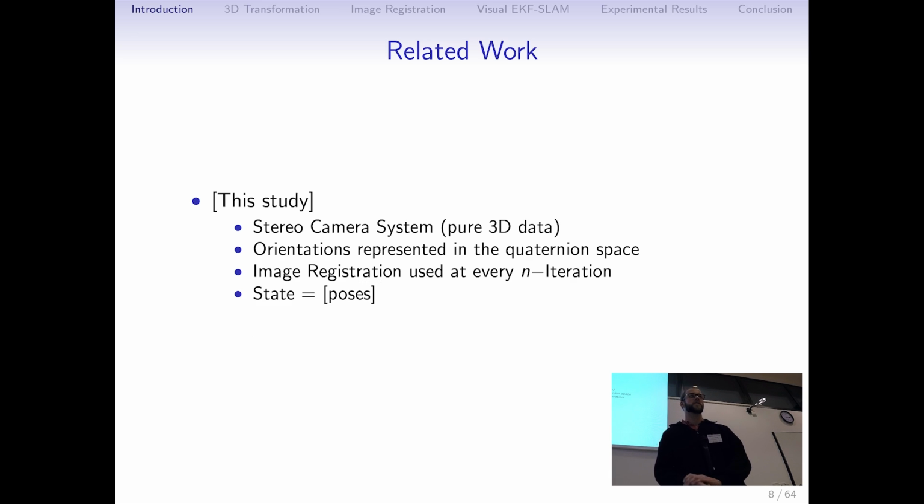In this study, to outline the main features, our state only consists of the poses. The result of the image registration is stored in a separate vector and does not influence the equations of the EKF. The orientation is represented in the quaternion space to get rid of the singularities. And the image registration can be run at every n-th iteration, so it depends. If you need a precise localization, you put this n to a lower number. If the localization can be more rough, then you can put a higher number.